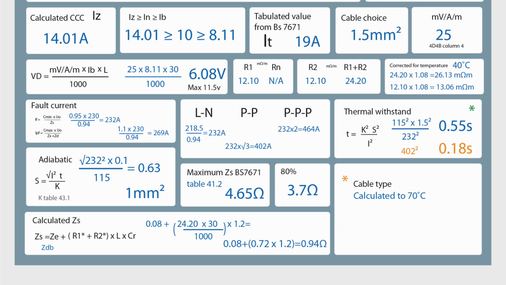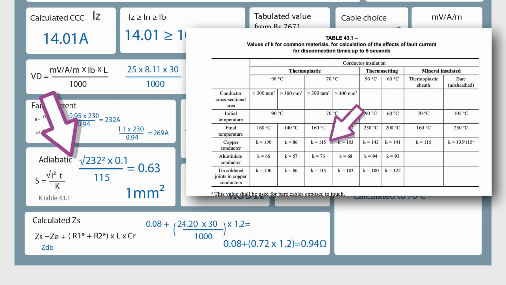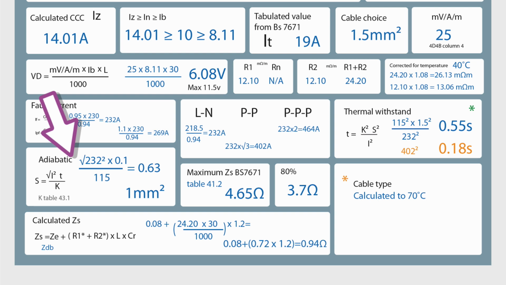So back to the adiabatic. So the square root of 232 squared times 0.1 divided by 115 will give us 0.63 millimeters squared. That's our size. There's no conductor 0.63 millimeters squared. This is our minimum conductor size. So we'll go up to the next size, which is 1 millimeter squared. Now we've got 1.5 millimeter squared SWA. So the conductor we're using for the CPC is 1.5 millimeter squared, which is obviously bigger than 1 millimeter squared. So according to the adiabatic, our CPC size of 1.5 millimeter squared is acceptable.